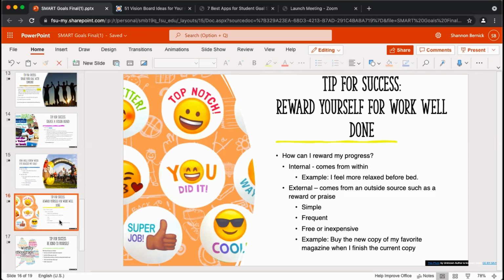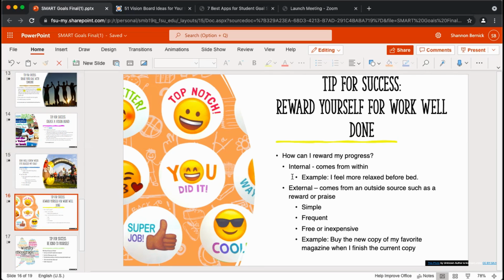So one example, going back to the beginning, was that we were going to read more for enjoyment. And our SMART goal was that I will read for 20 minutes each night before bed. And you might begin to notice that when you do that, when you read for those 20 minutes before bed, you feel more relaxed and you're able to sleep better. So that's an internal reward. It's based on your feeling, and of course, that improved sleep quality.